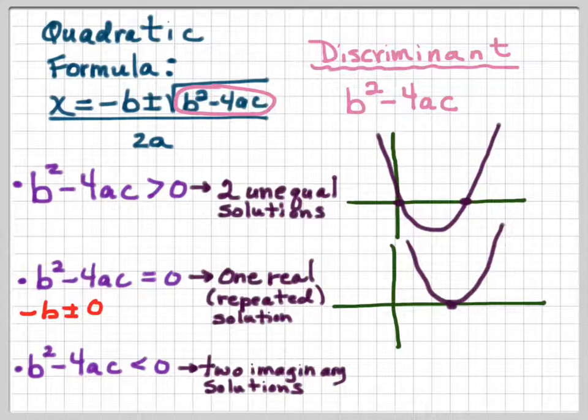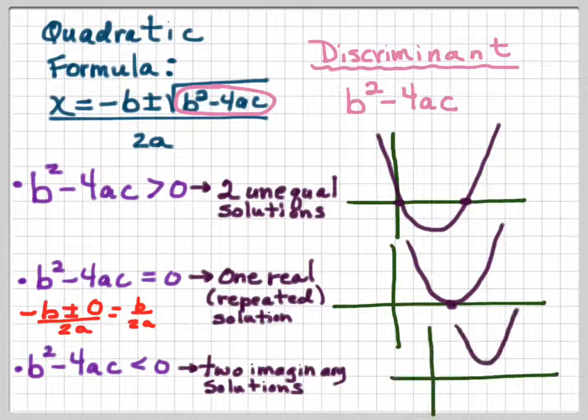And the reason for that is if it's equal to 0, then you don't have anything under the square root sign. So you're going to have minus b plus or minus 0, which is not going to change the value of minus b. And when you divide it by 2a, you're still just going to have minus b over 2a. So that's the reason for that. If it is two imaginary solutions, that means the parabola either is above the x-axis and opens up, or below the x-axis and opens down. It never crosses the x-axis.